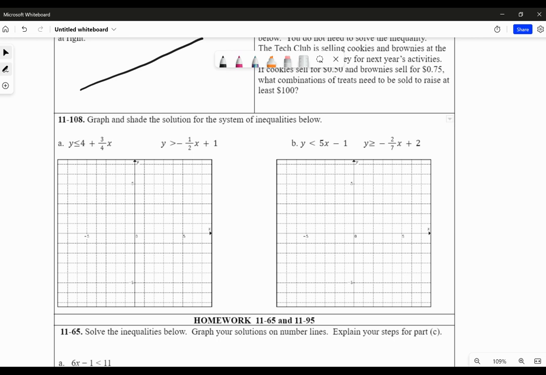All right, graph and shade the solution for the system of equations below. I'm going to do this one with you. I think it's important that you guys see me do another one of these. Some of you are still having a hard time with these, and that is okay.